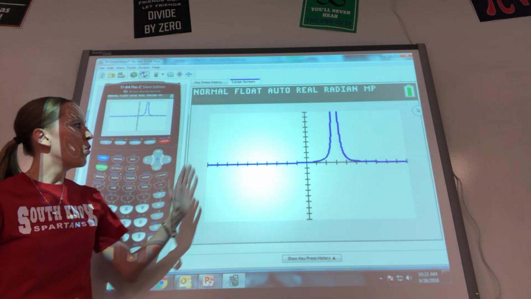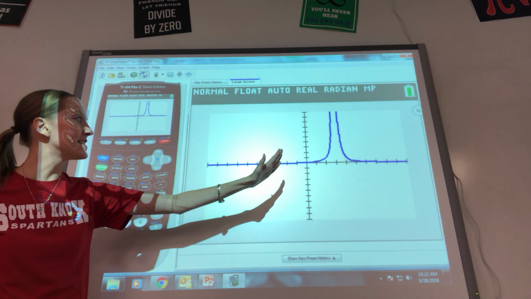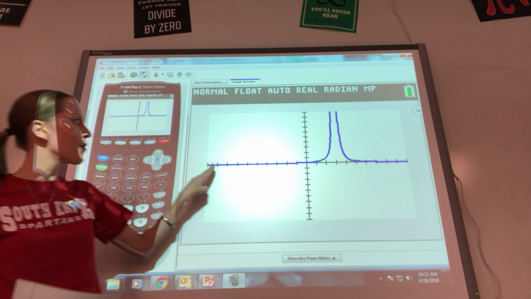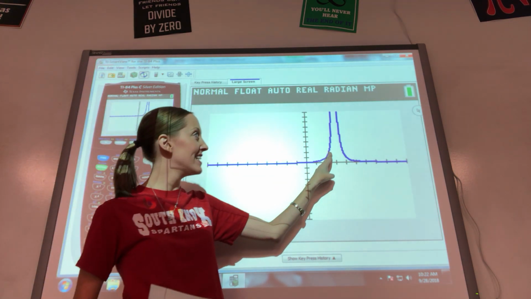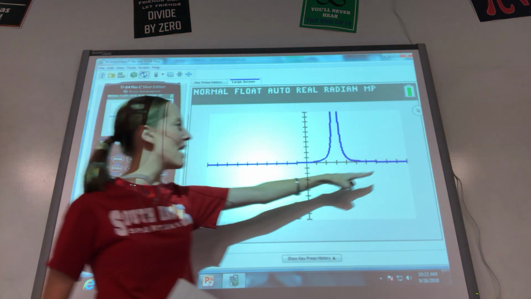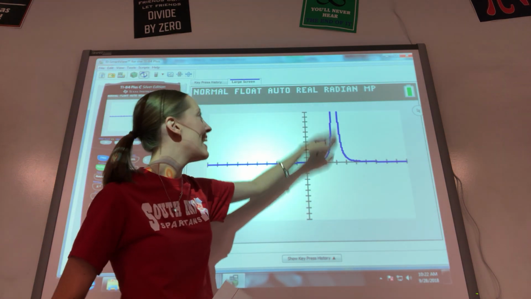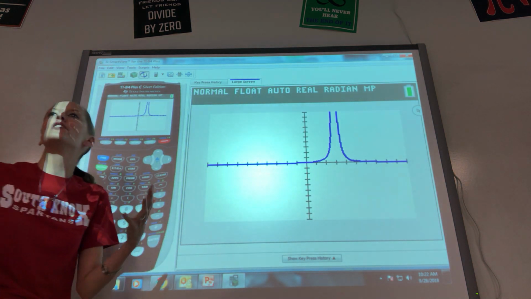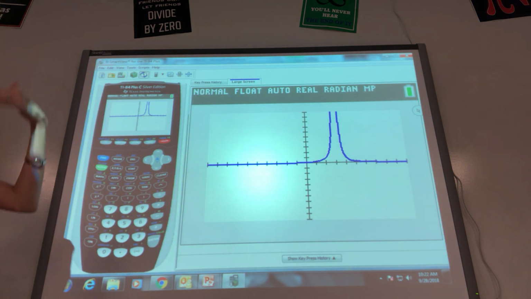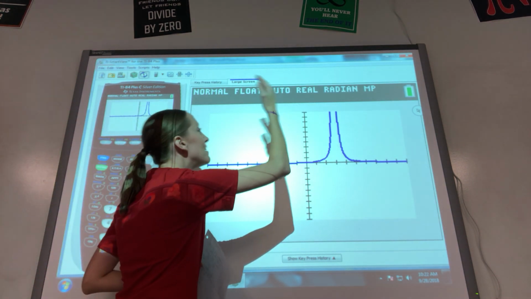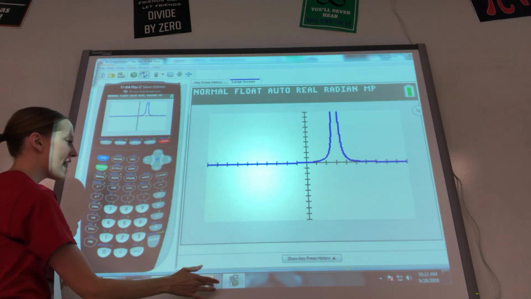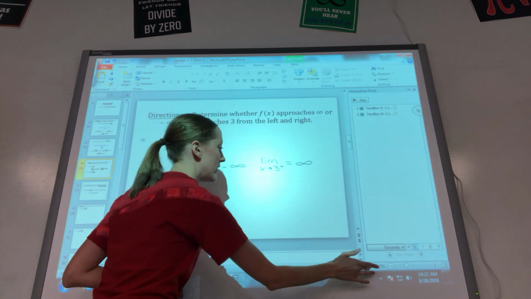So we're still approaching 3. What is my limit as I approach 3 from the left? Infinity. What about coming from the right? Infinity again. It's basically just how it's shooting up or shooting down. If it shoots up, then it's positive. If it shoots down, then it would be negative infinity.